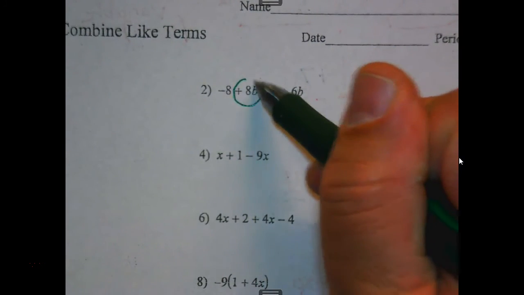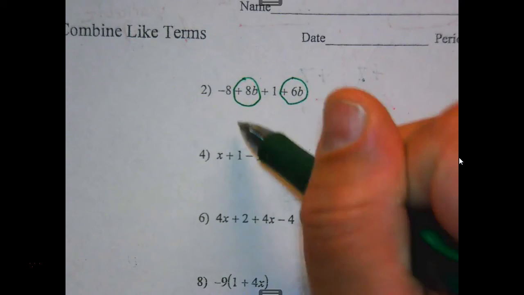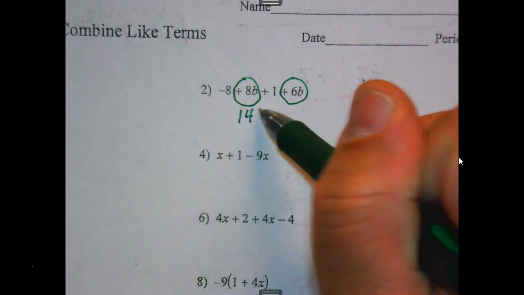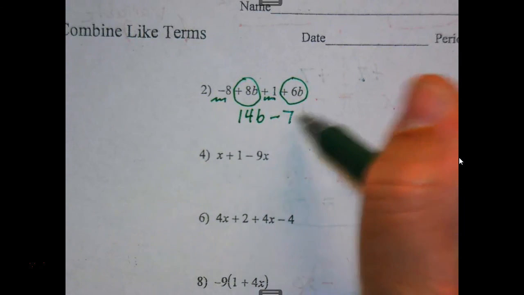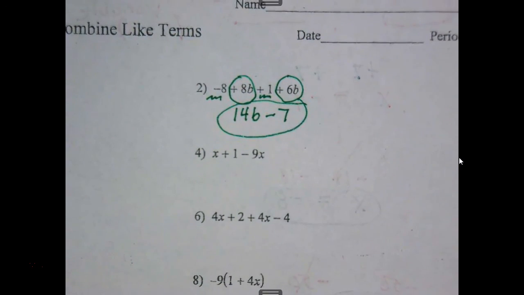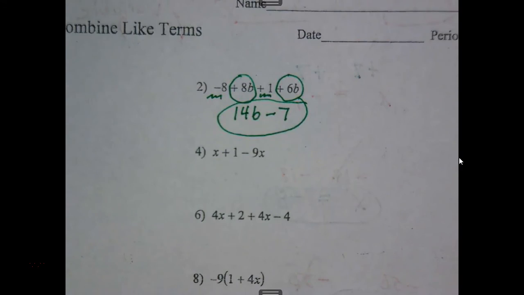Number 2. Yep, 14b. Negative 8, positive 1, negative 7. I got the answer. Can I borrow that?